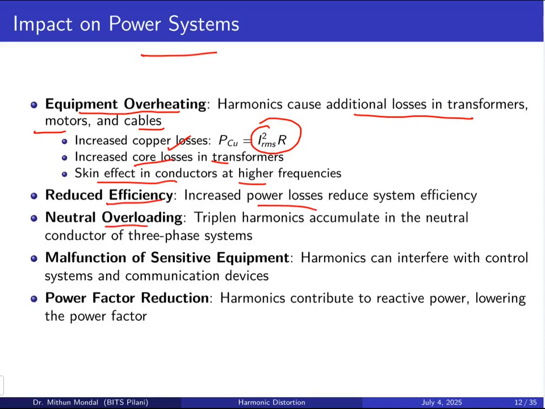There will be overloading in the neutral conductors because of the triplen harmonics, which are the multiples of 3, and these will be accumulated in the neutral conductor in a 3-phase system. There will be malfunctioning of certain sensitive equipment, which can interfere with the control system and the communication devices. The power factor reduction will be there because the harmonics will contribute to the reactive power. So more and more reactive power will be there, which will lower the power factor.